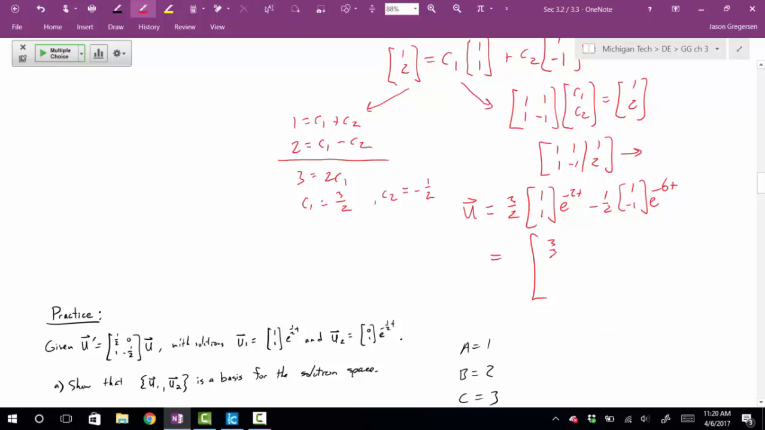I could get 3/2 e to the negative 2t minus 1/2 e to the negative 6t, and then 3/2 e to the negative 2t plus 1/2 e to the negative 6t. Like that is also another perfectly valid solution form.